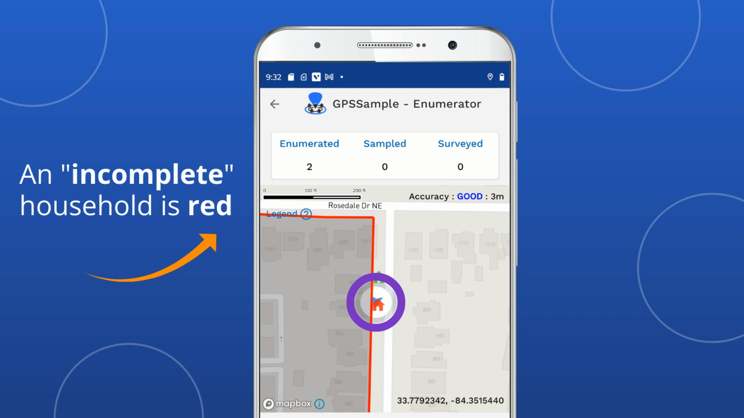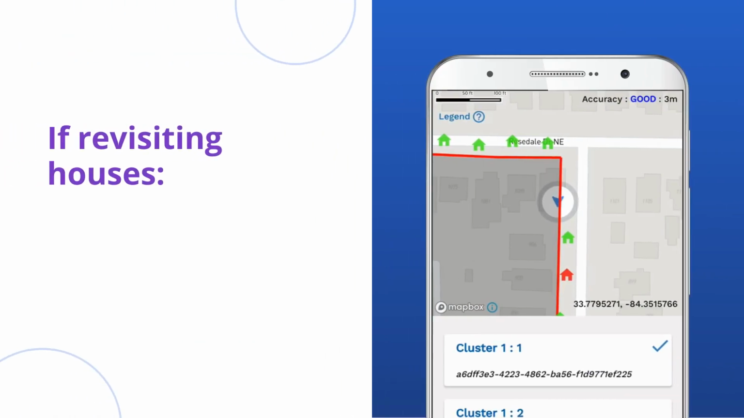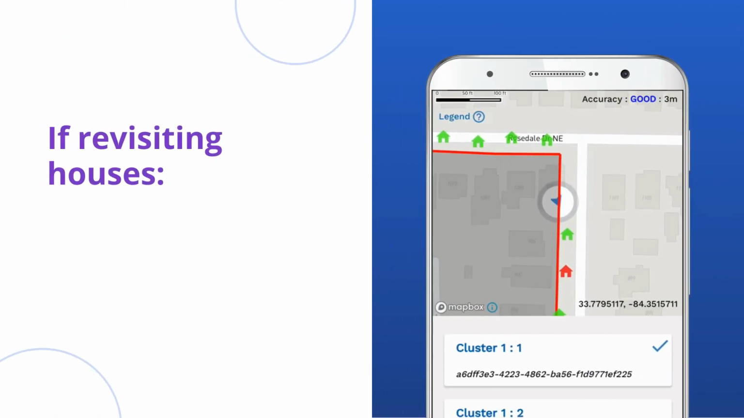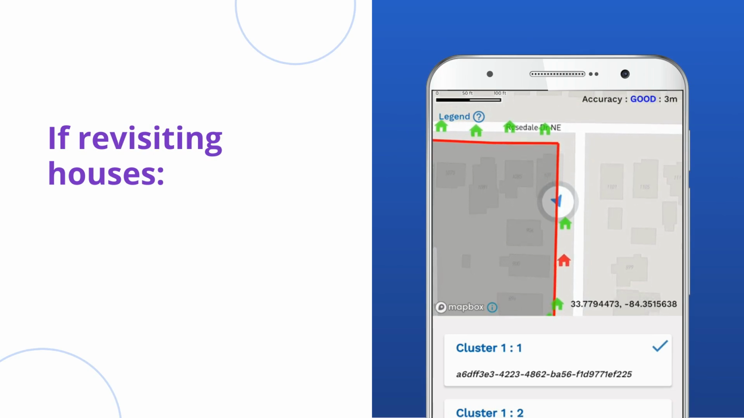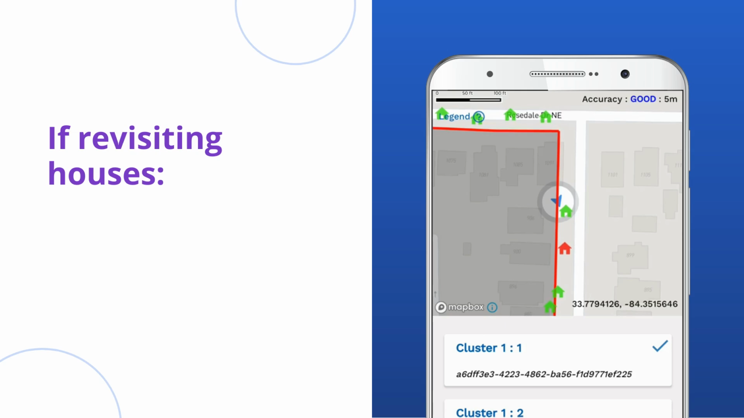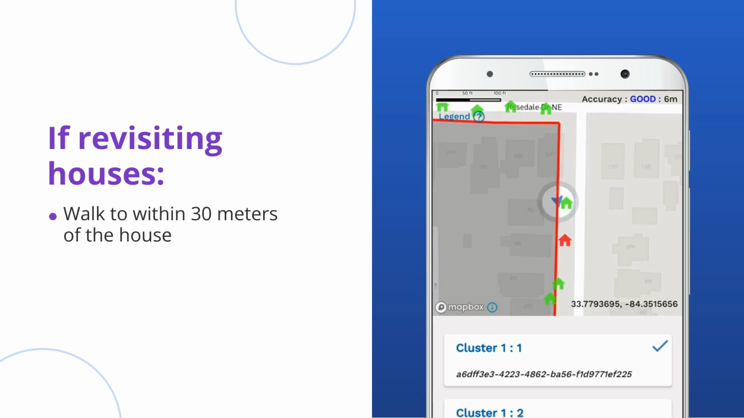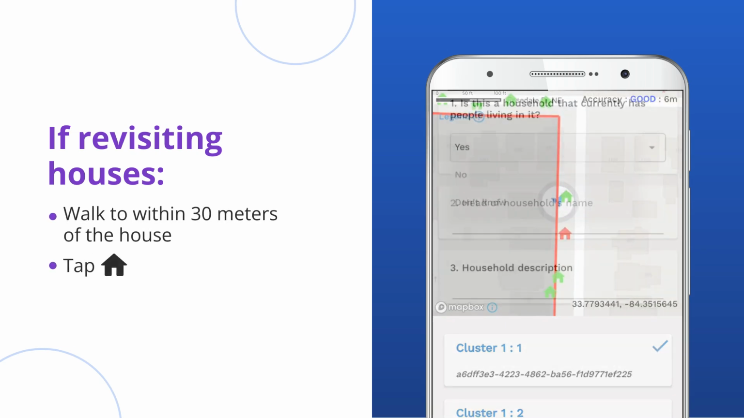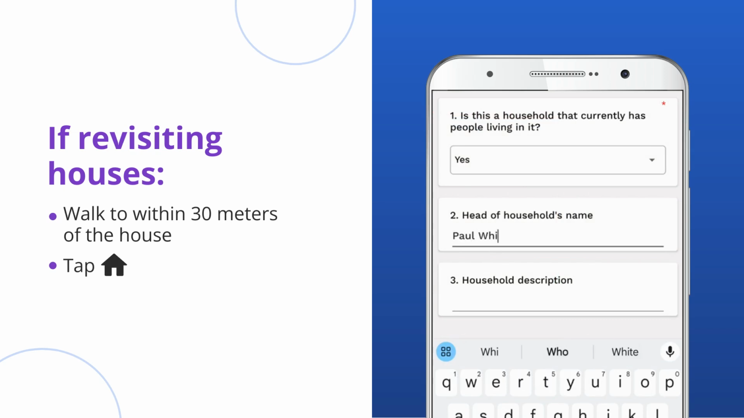You might mark a household as incomplete if no one's home or you need to return to the house. Only completed houses are included in the final sampling frame. If your protocol requires revisiting incomplete houses during enumeration, walk to within 30 meters of the house and tap on the house in the map or list to enter updates.